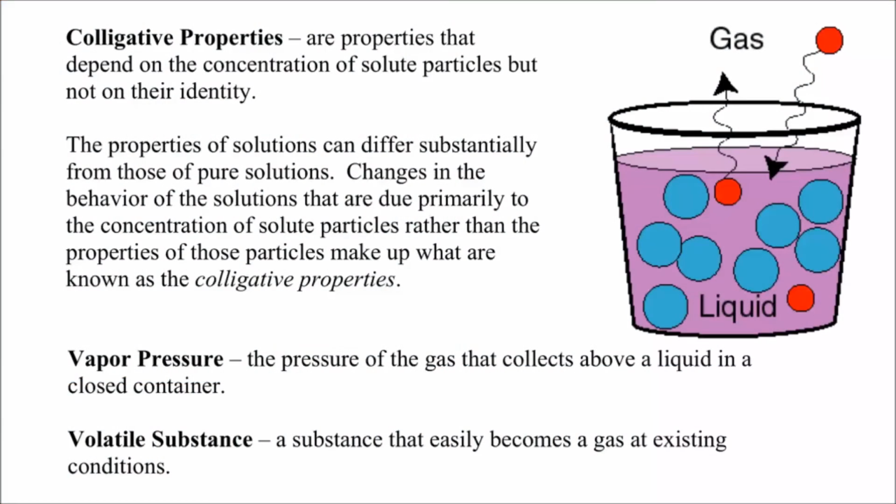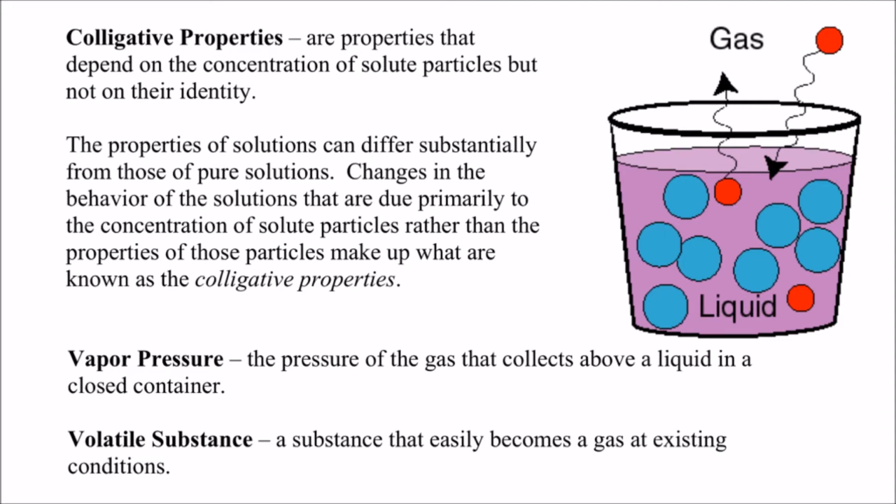Alright, the next thing we're going to discuss are colligative properties. These are properties that depend on the concentration of the solute particles, but not what those particles are. In essence, we've learned how to make a solution by dissolving solutes into solvents, and now we're going to talk about what properties arise when we do that.